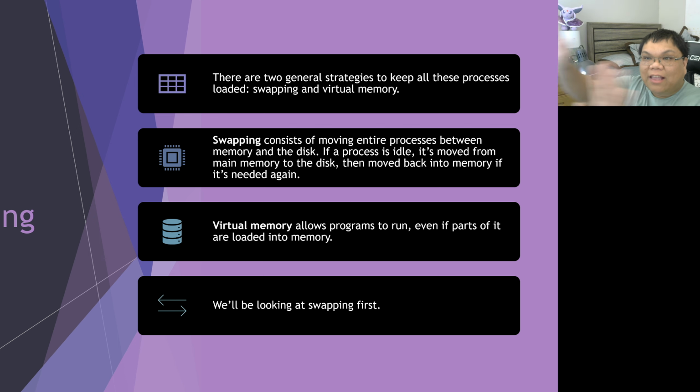We take these processes that are in memory and we move them between the hard disk and memory as needed, based on how active or inactive these processes are. Virtual memory is swapping plus paging. Basically, you are running programs, but you don't load the whole program at once, and that is something that is really neat. But I want us to get to swapping first.